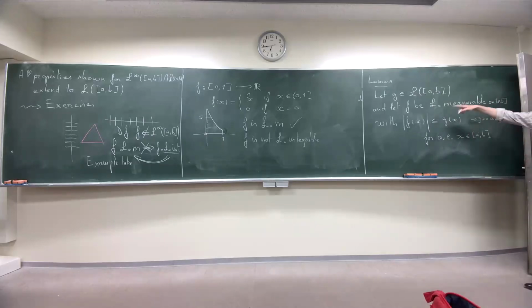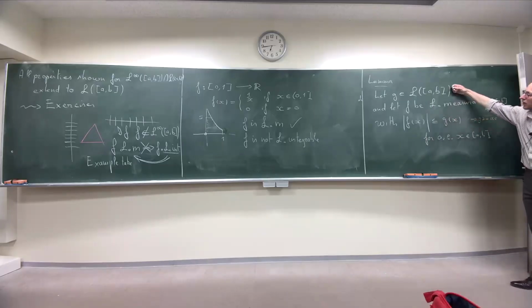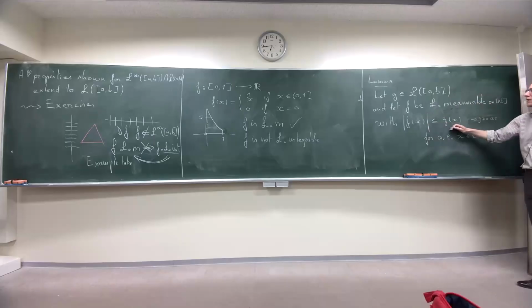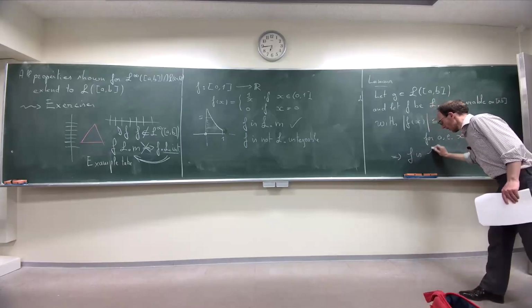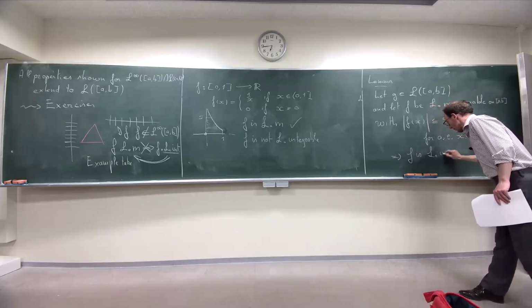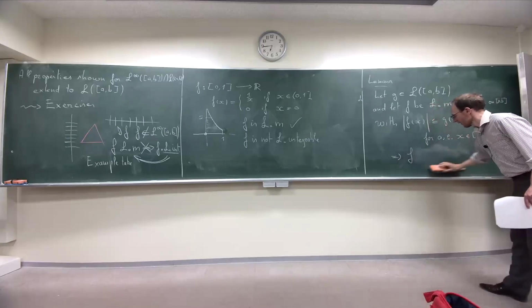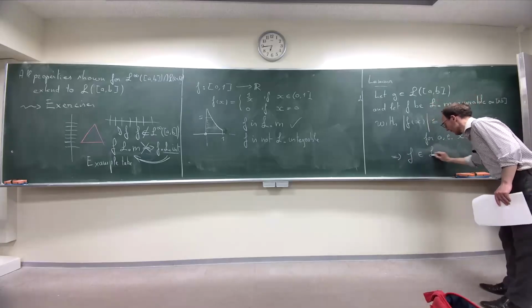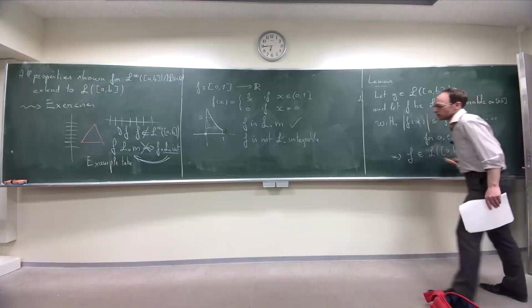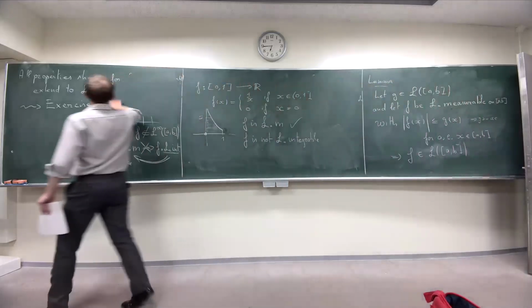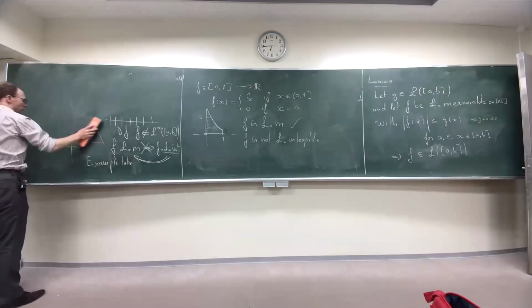So let's check. If we know that we can integrate G, we just know that F is Lebesgue measurable. So it's a nice function, but it's a weaker requirement, but it's dominated by this. So it implies that F is Lebesgue integrable. Then it implies that F is also in L of AB. So what kind of picture should you keep in mind here? It's quite natural.